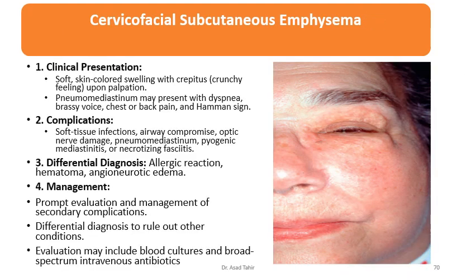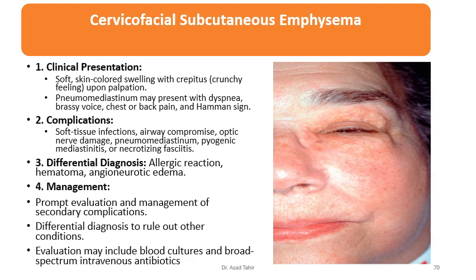Clinical presentation: soft, skin-colored swelling with crepitus, a crunchy feeling upon palpation. Pneumomediastinum may present with dyspnea, brassy voice, chest or back pain, and Hamman sign. Complications: soft tissue infections, airway compromise, optic nerve damage, pneumomediastinum, pyogenic mediastinitis, or necrotizing fasciitis. Differential diagnosis: allergic reaction, hematoma, angioneurotic edema.